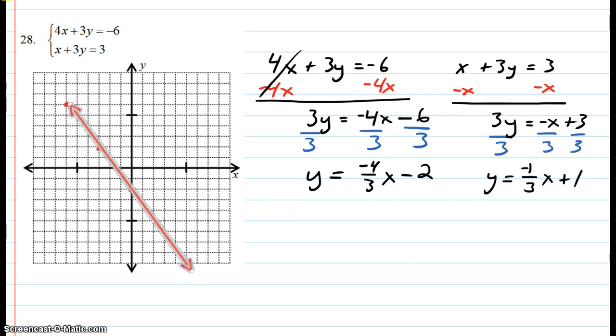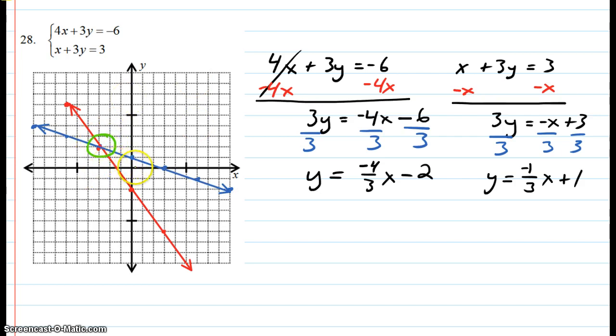And let's graph the other one. So here we have a y-intercept of 1, negative slope, down 1 to the right 3. They didn't cross this way, so let's go the other way. Up 1 to the left 3. There we go. Alright, let's draw our line. And it looks like that they cross right here.